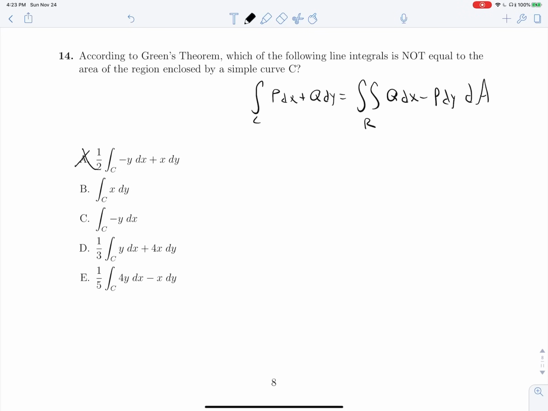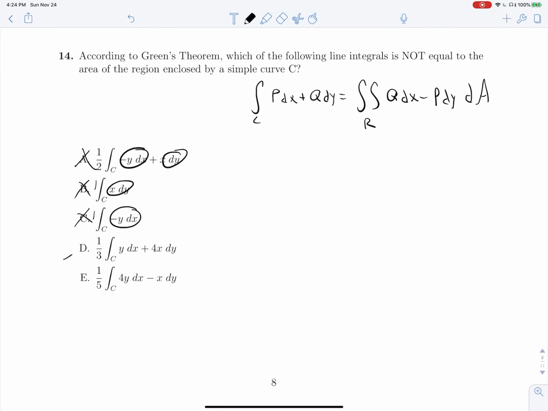And we can move on from that and see that answer choices B and C are just individual halves of our first equation. We have an x dy, negative y dx. You can work through these on your own. By the same method we used for answer choice A, because they have a coefficient of 1 out here, these will work out to the double integral over R of 1 dA.